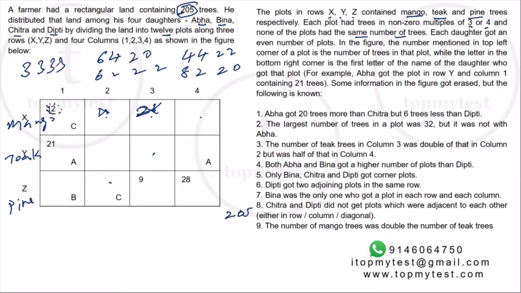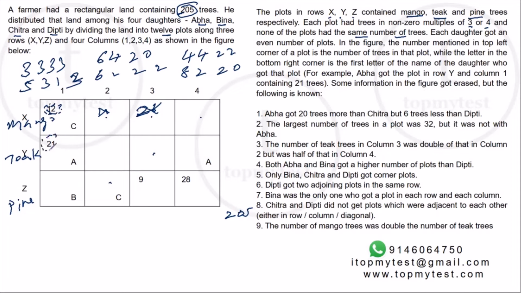but you cannot have a scenario like 3, 3, 3, 3. I mean, all cannot be odd numbers, or 5, 3, 1, 3, right? You cannot have something like this. They have to be even numbers. They cannot be odd numbers at all. Okay. Now, what else is given to us? It is also given to us that in the figure, the number mentioned in the top left corner is the number of trees in that plot, which we had suspected.